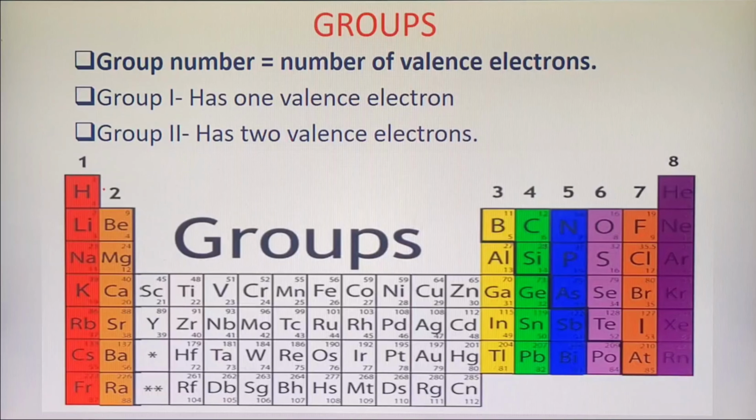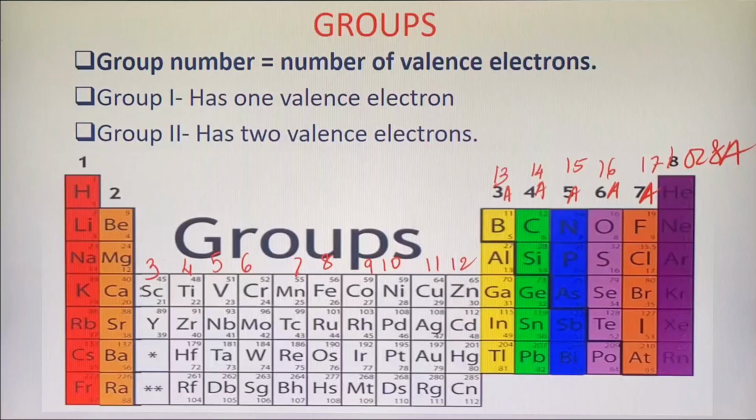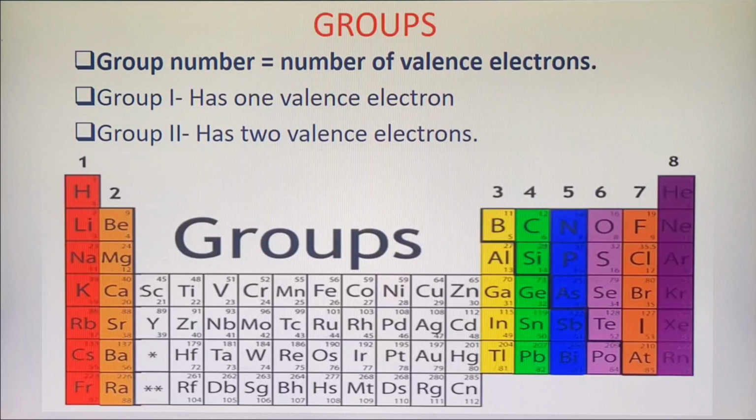And please do remember how many vertical lines like this are there in the periodic table. We have 18 groups. This is group number 1. This is group number 2. This is group number 3, group number 4, 5, 6, 7, 8, 9, 10, 11, 12, 13, which is also called group 3A, 14 or 4A, 15 or 5A, 16 or 6A, 17 or 7A, and group 18, or we also call it group 8A. Clear? So I hope groups is clear to you.